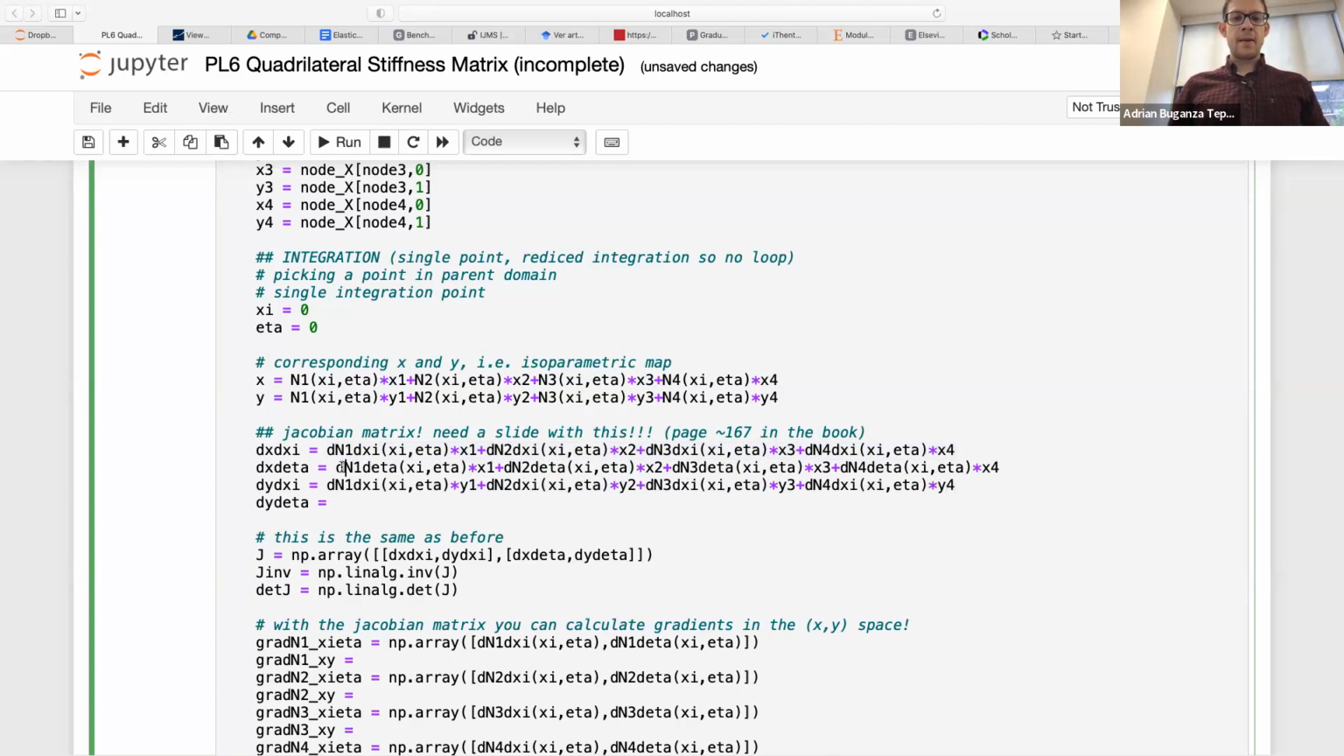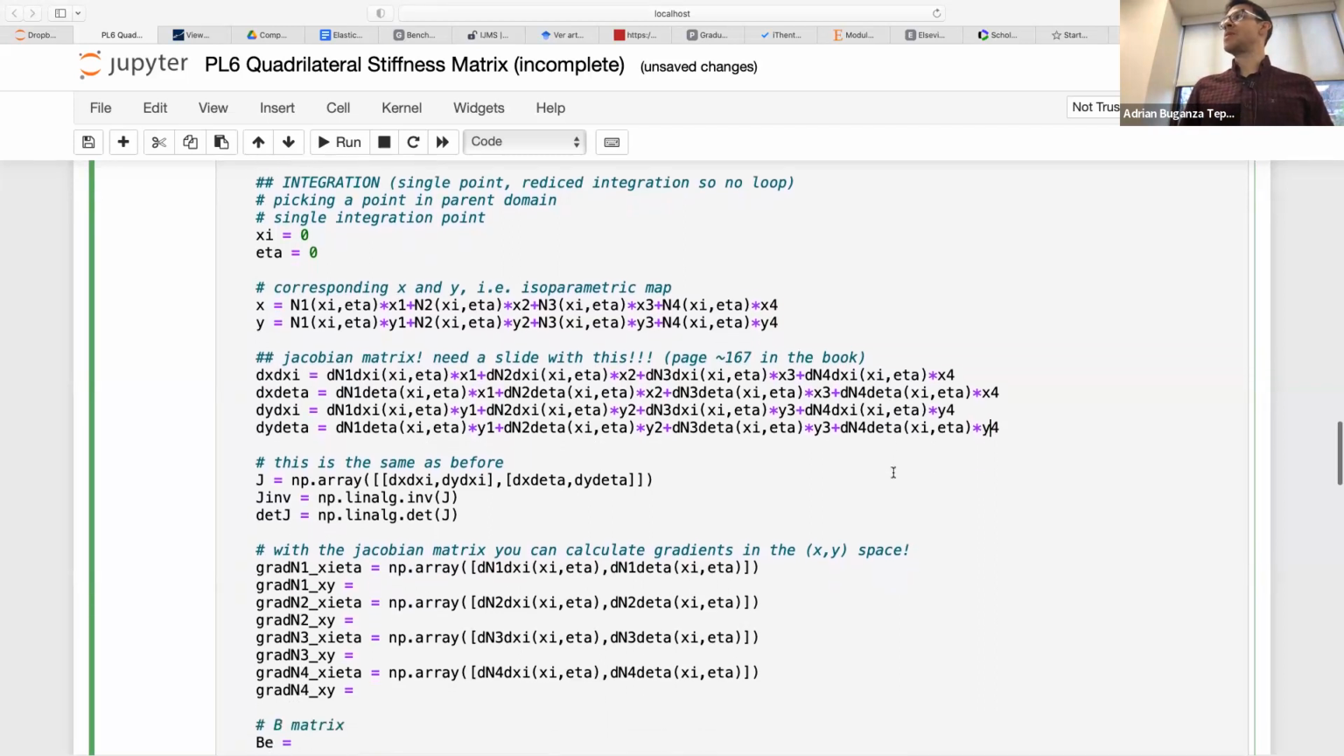And then y, y. So that is really just the same as before. This shouldn't change from what I did for the heat transfer problem. It's just sum of derivatives of the shape functions times nodal values.